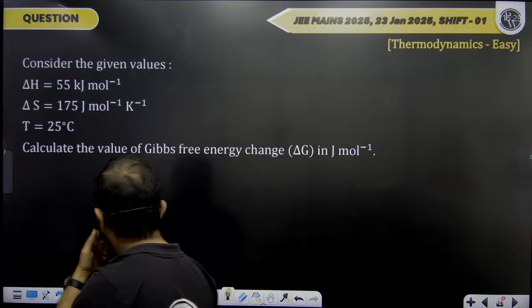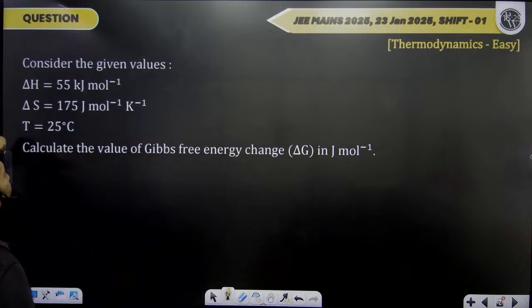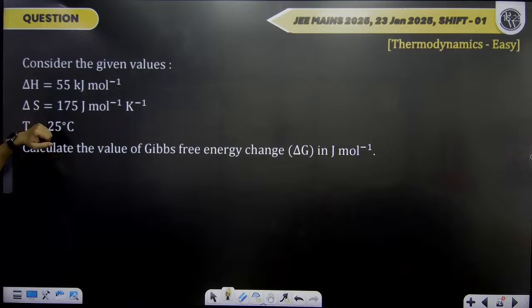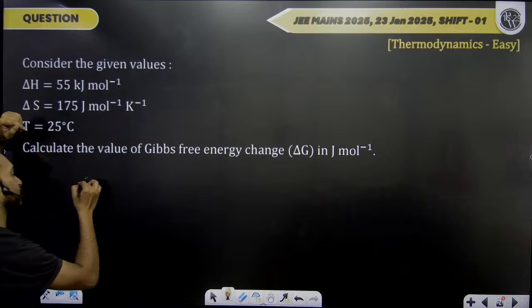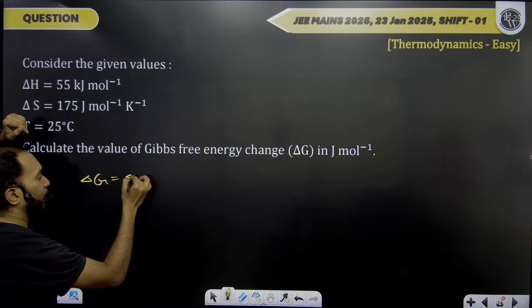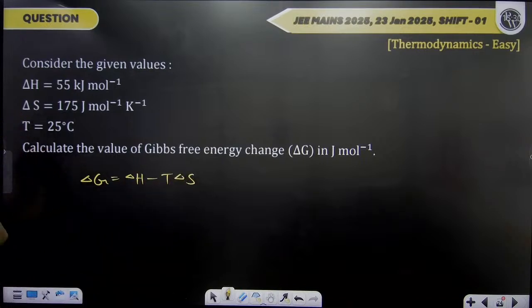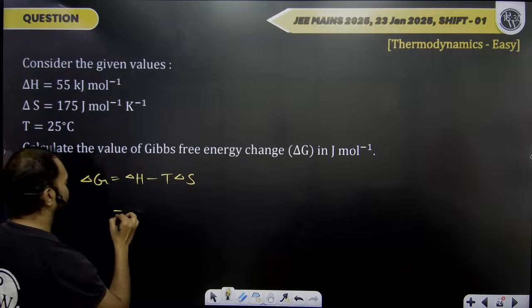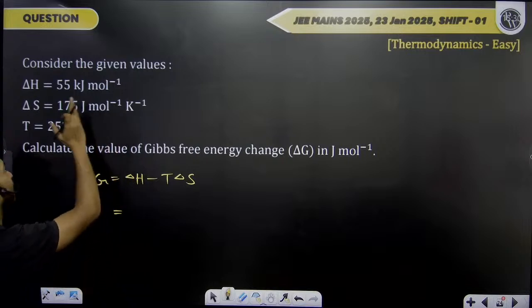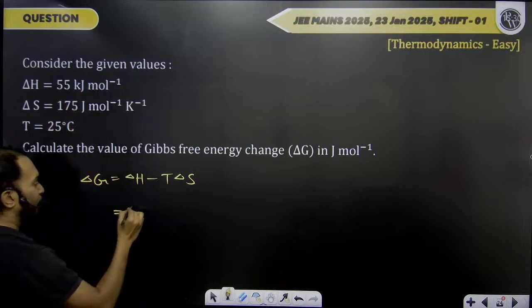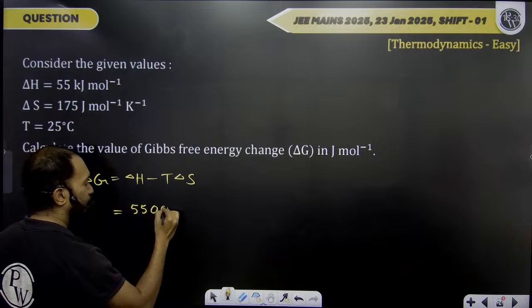Now this is very basic question, right? Delta H is given, delta S is given, temperature is also given, delta G is asked. Now every student remembers this relation, right? Delta G is equal to delta H minus T delta S, right? This is just calculation, nothing else. Just keep in mind the units. Delta H is given in kilojoules, so it has to be 55,000 joules.